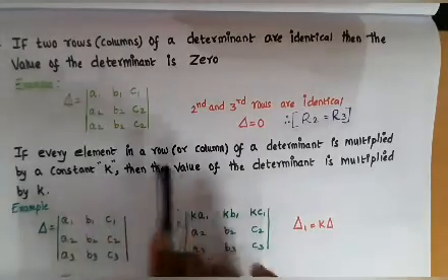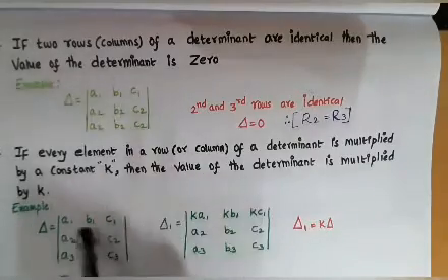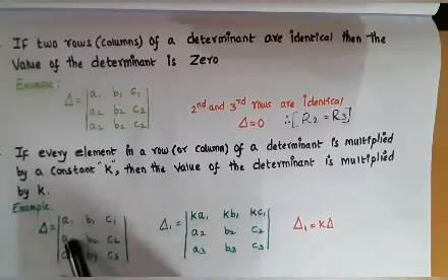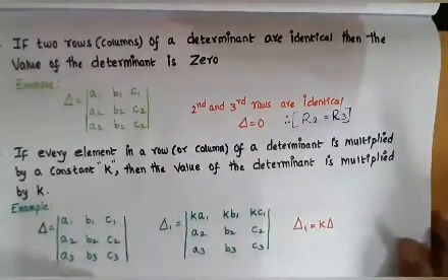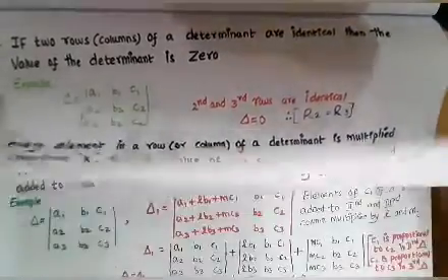So that every element in a row or column is multiplied by k. If you take row 1, or if you want to take column 1 also, you have to take column 1 multiplied by k. So the answer is also del 1 equal to k times del. So this is property number 4.